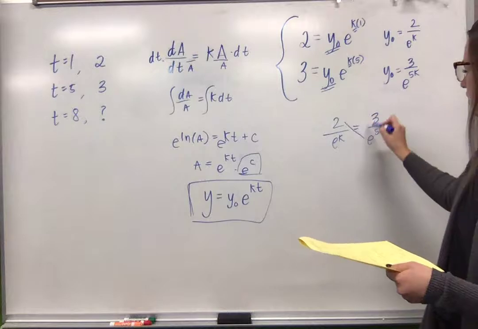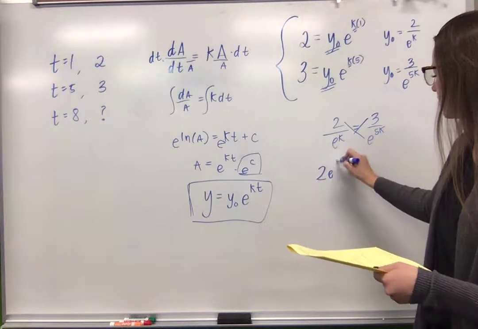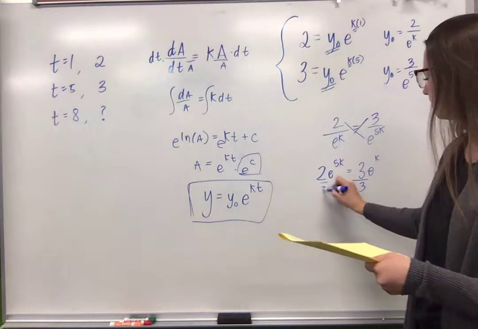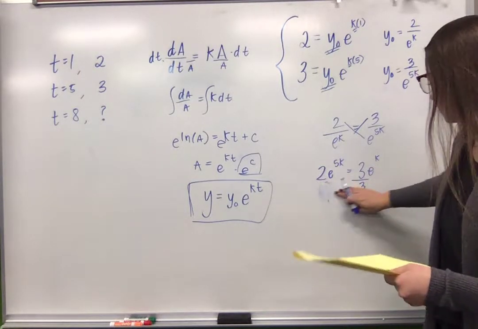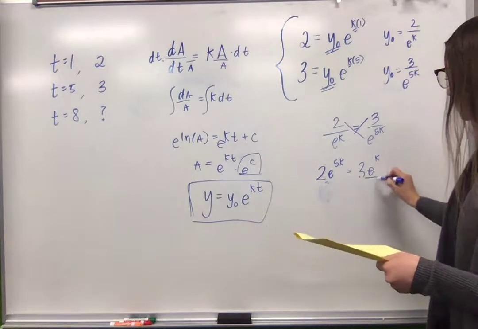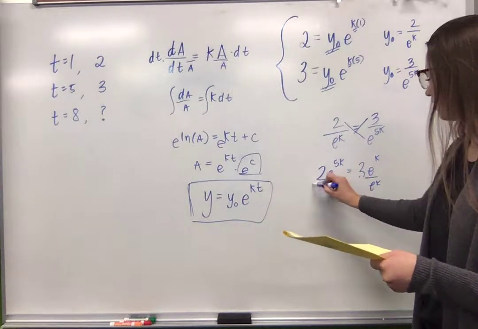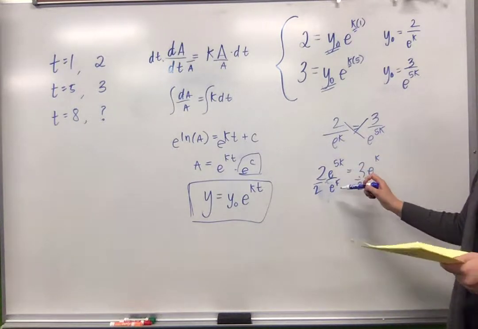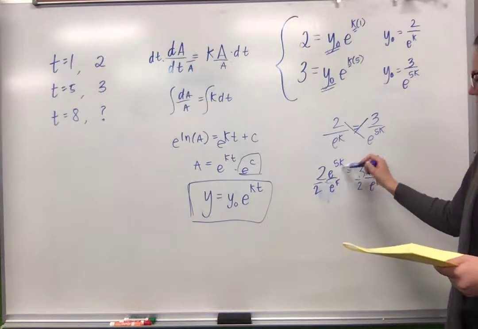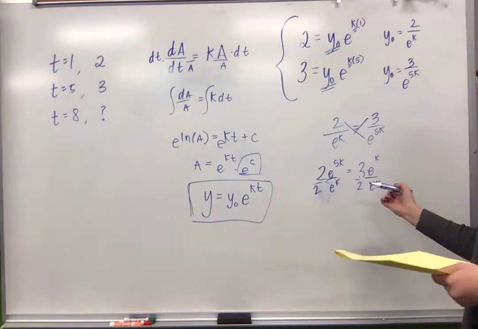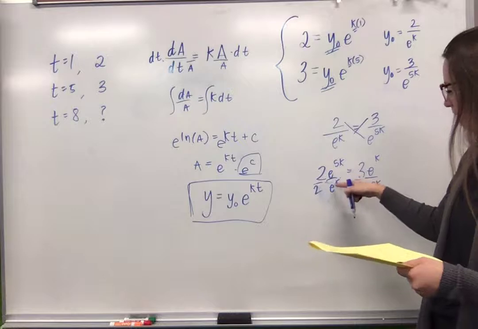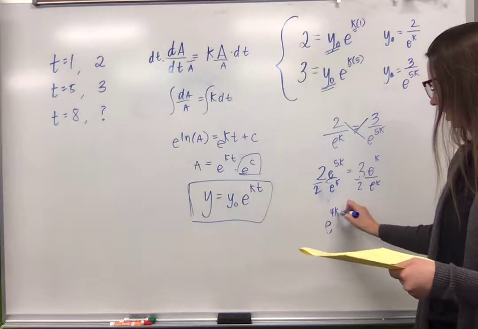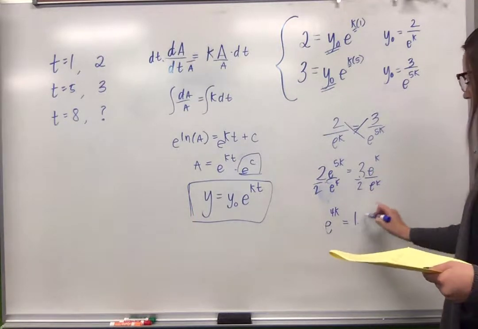And then from here I just solved, so I cross multiplied. So 2 times e to the 5k equals 3 times e to the k. I'm going to divide by e to the k over here, and I divide by 2 on this side. So e to the 5k over e to the k, if you remember, when we divide numbers that have an exponent, it turns into subtraction. So this is e to the 5k minus 1k. 5 minus 1 is 4. So e to the 4k is what I get. And then over here, 3 divided by 2 is 1.5.